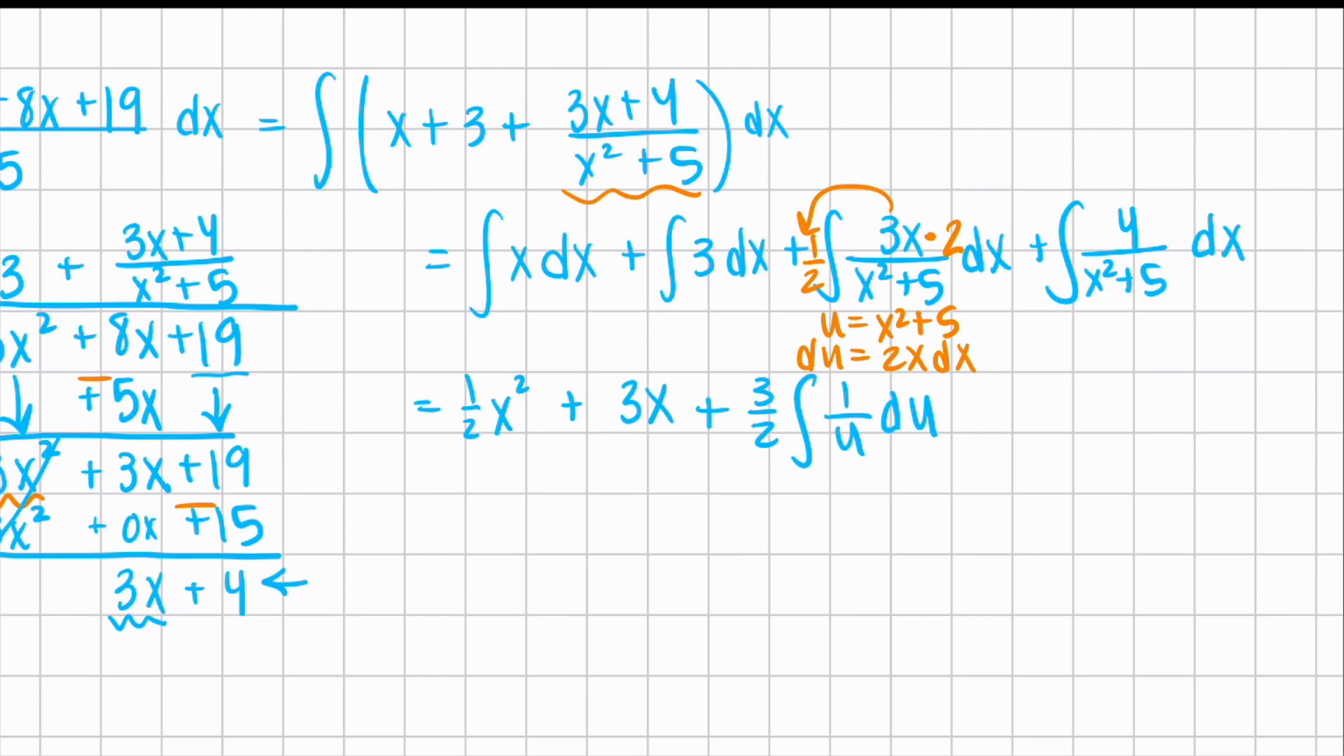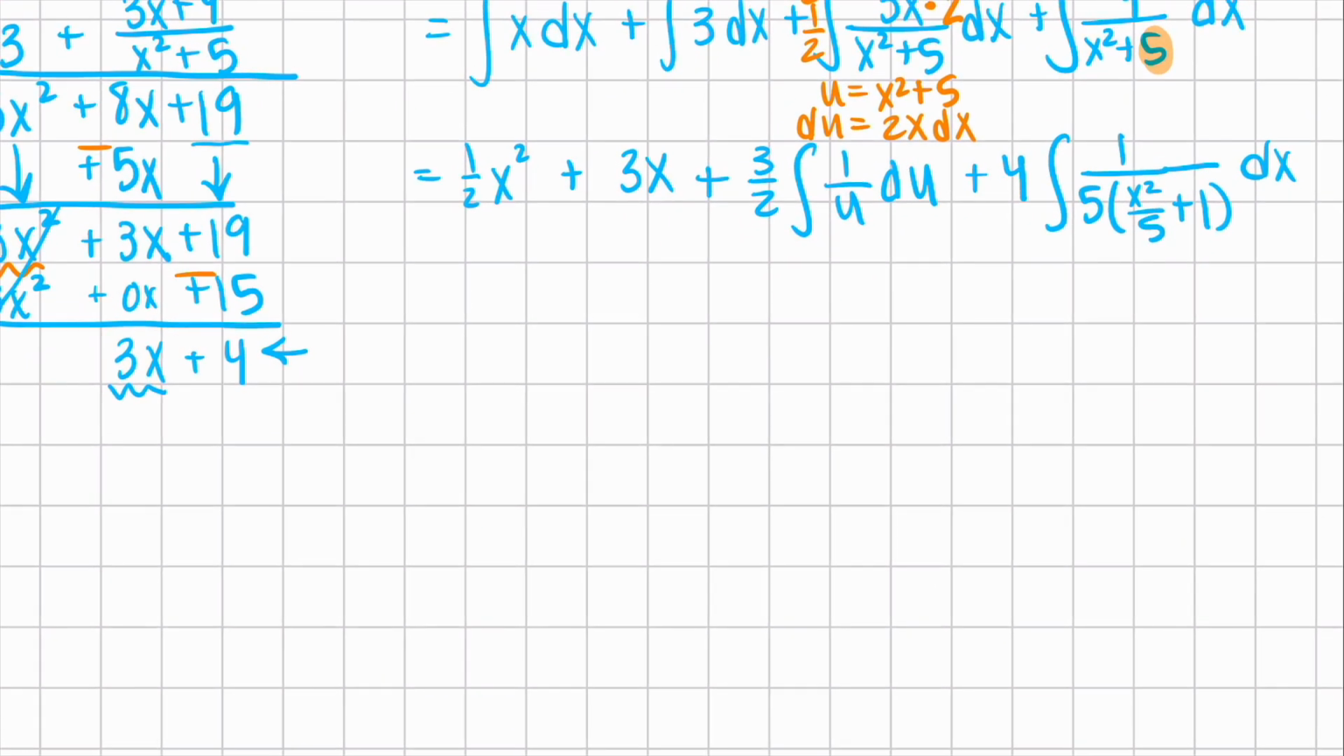For the second one, we're going to do the same thing we did before. This is going to be an arctangent integral. So I'm going to bring the 4 out front. I want this term, this 5, to be a 1. So I'm going to have 1 over, bring out the 5. This is going to be x squared over 5 plus 1 dx.